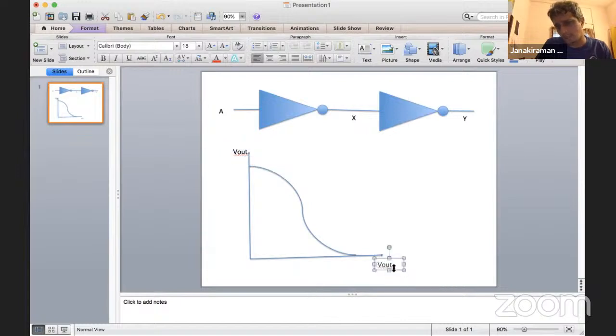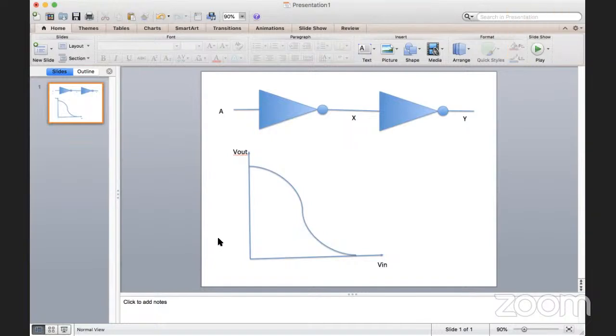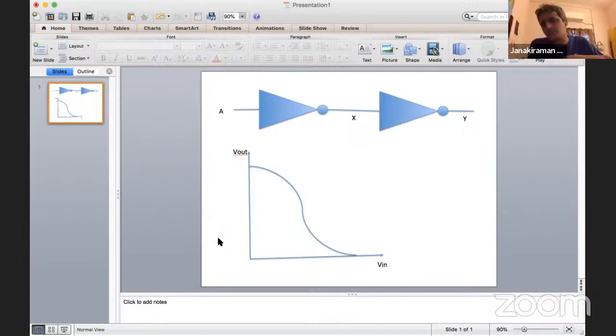So now, what are we doing? We are going to change A to go from 0 to 5 volt. Correct? Yes, sir. Assume that the Vout versus Vin characteristic is the same for both inverters, that is shown here. Okay. So let us say A is some 1.1 volt. Tell me what will be the output voltage Y.